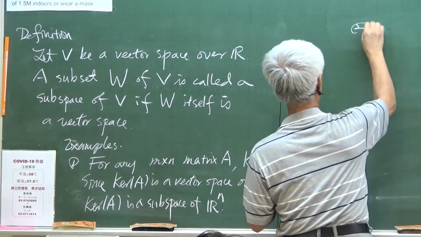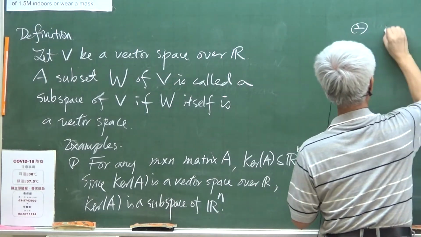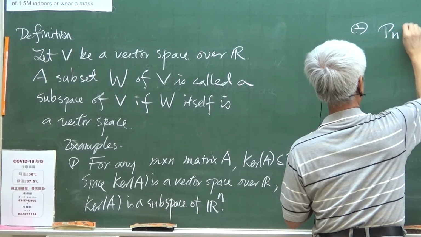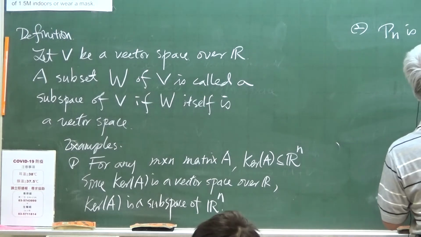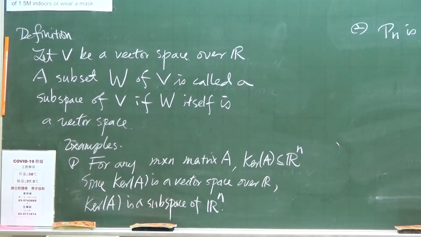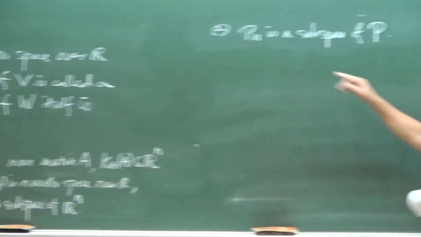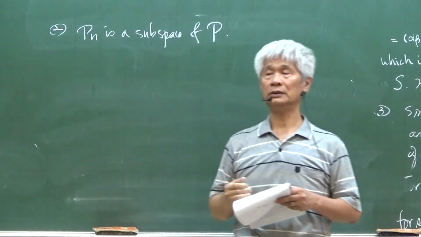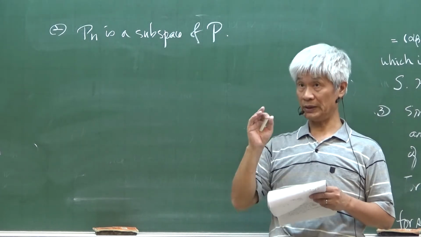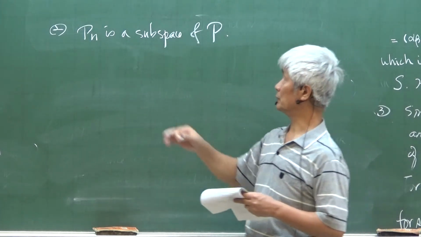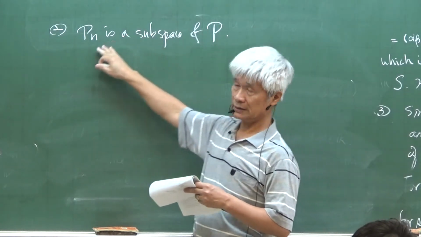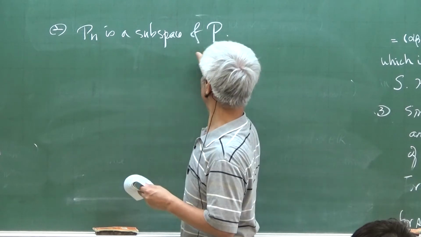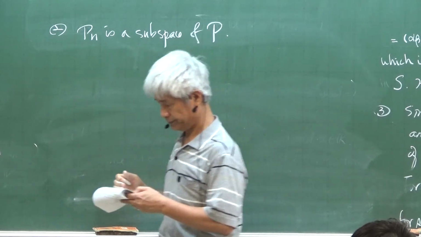The second example is that Pn is a subspace of P. P is the set of all real polynomials, and Pn is the set of all real polynomials of degree less than or equal to n. We showed that P is a vector space and Pn is a vector space, so Pn is a subset of P, so Pn is a subspace.